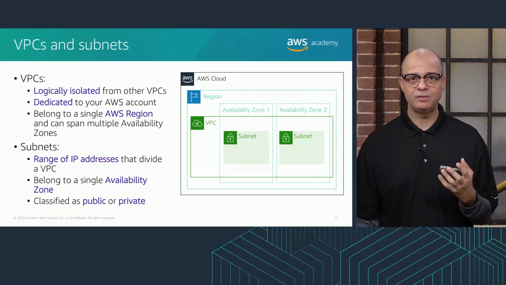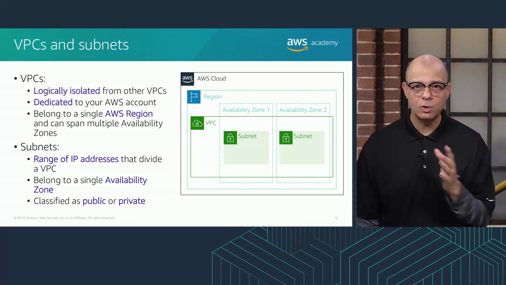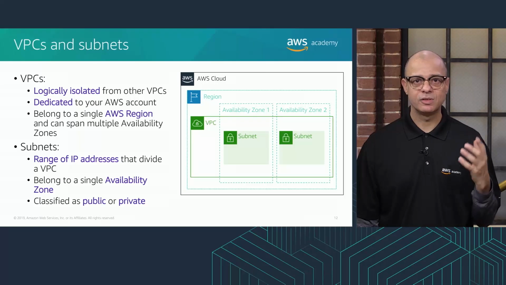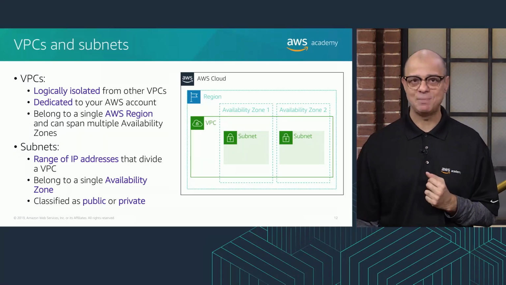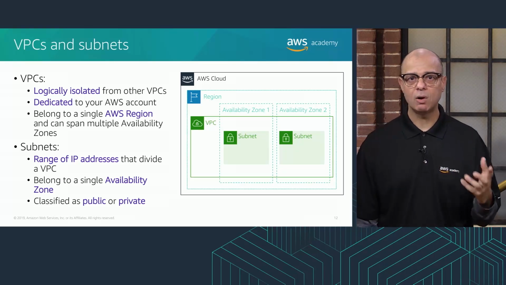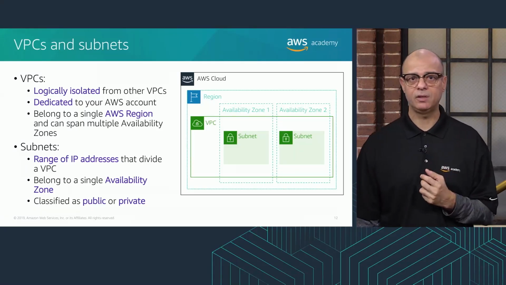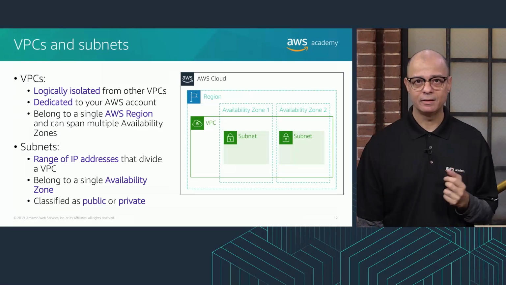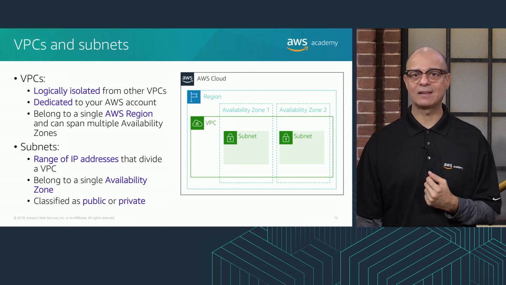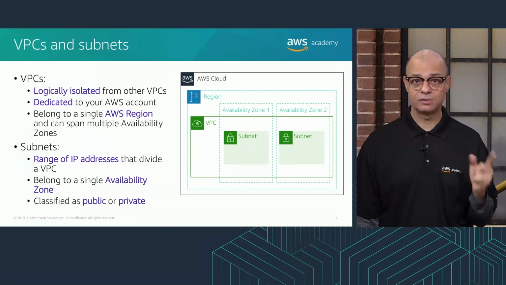After you create a VPC, you can divide it into one or more subnets. A subnet represents an isolated segment of your VPC with its very own range of IP addresses. Subnets belong to a single availability zone. You can create subnets in different availability zones for high availability. Subnets can be public or private. Public subnets have direct access to the internet, but private subnets do not.